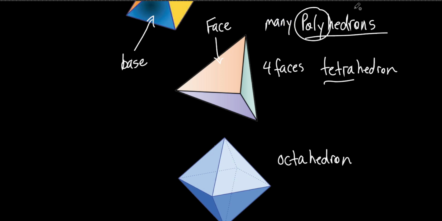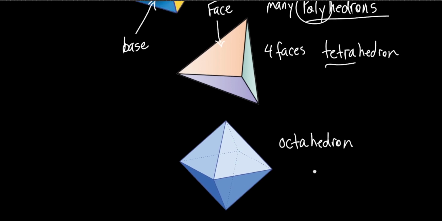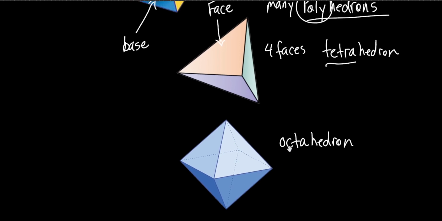And the hedron is just how many faces the thing has. That's kind of what it means. So many faces. But here we're being more specific. Instead of just saying many faces, we count how many faces there are. There's 4 of them. Okay, we count how many there are here. There's 8 of them. So we call it an octahedron. Make sense? Poly is just very general.